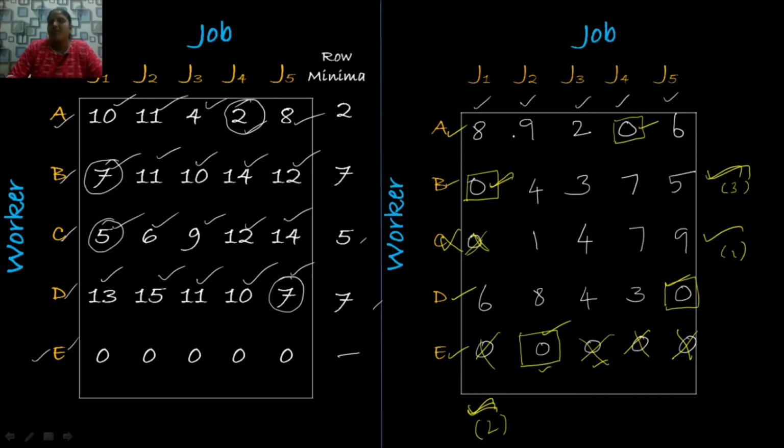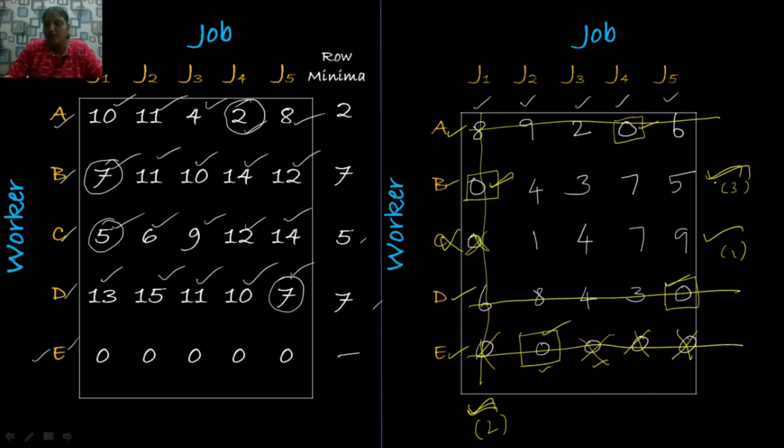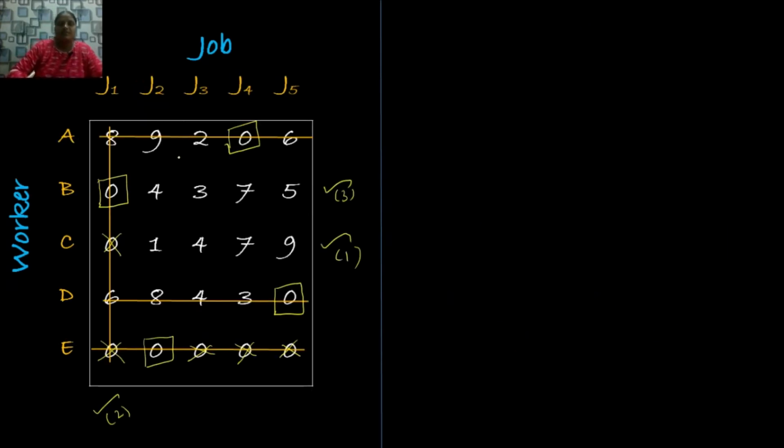Now we have to draw a straight line through all unmarked rows and marked columns. Second and third are marked rows. First, fourth and fifth are unmarked rows. So we have to draw a straight line through unmarked rows and marked columns. The first column alone is a marked column. So draw a straight line through the unmarked rows and the marked column. So let me show this matrix to you clearly here.